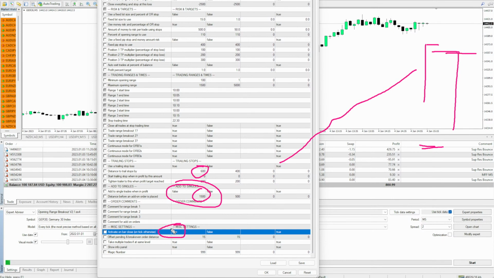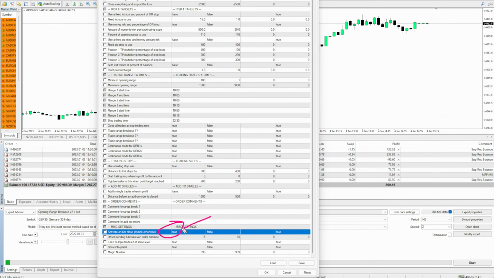If you change this to false, it will do all of that on tick. So literally every time we get a tick in the market, it will move your trailing stop. As soon as we get to 1500 points, it will place the order, regardless of what that candle does. And the same with the percentage. So that's what that does. Again, I would leave that to true.